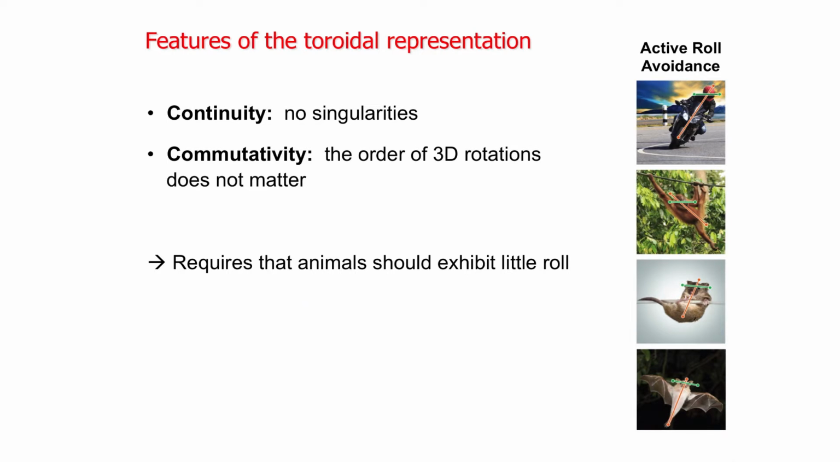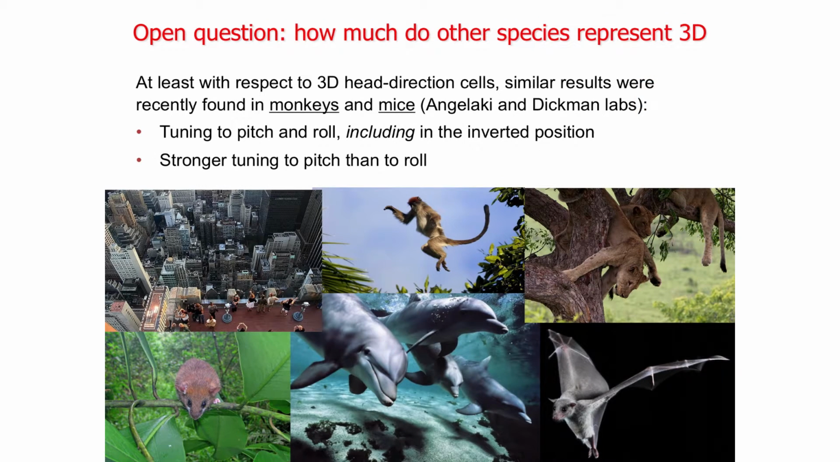And until very recently, I would have this slide about how much of this is relevant to other species. Bats, of course, fly in 3D. And I was very happy. A few months ago, some of us were on this INAV conference. And I was very excited to see Dora Angelaki and David Dickman give talks that show similar results from both monkeys and mice, that they found neurons tuned to 3D directions, particularly pitch and roll, including in the inverted positions in the mice, and stronger tuning to pitch than to roll. So they didn't do all that we did, but at least some of the things were very similar to what we find in the bat.